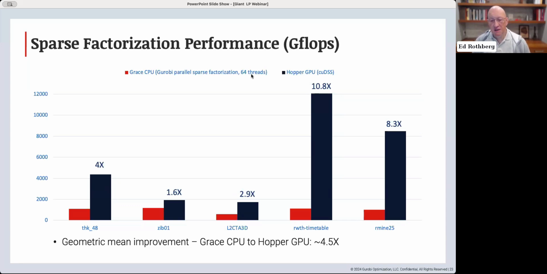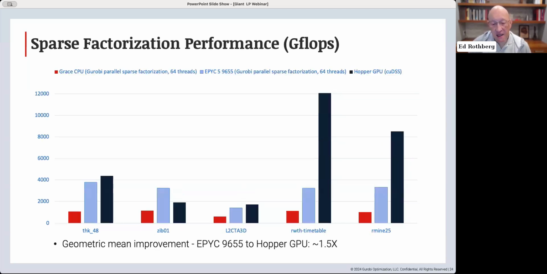In the case of the CPU, this is our standard barrier factorization code. And in the case of the GPU, NVIDIA has released a library, cuDSS, the CUDA Direct Sparse Solver, for doing sparse factorization on a GPU. And you can see the GPU is quite a bit faster than the CPU. So, 3x, 4x, 8x, in one case almost 11x faster. And on average, for these models, comparing the GPU to the CPU, around 4.5x. So not the 8x we saw for PDHG, but still a pretty significant opportunity for improvement from the GPU.